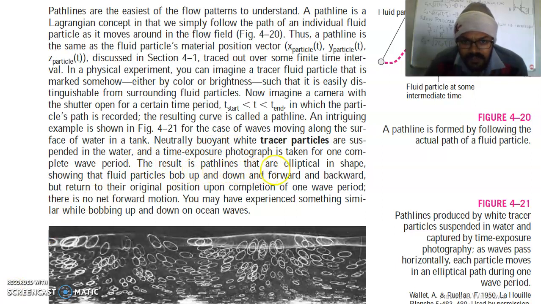is path lines that are elliptical in shape, showing that fluid particles bob up and down and forward and backward, but return to their original position upon completion of one wave period. There is no net forward motion. You may have experienced something similar while bobbing up and down on ocean waves.